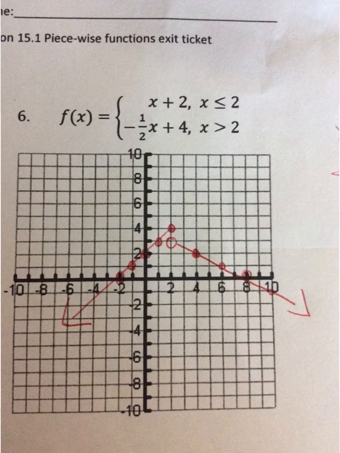When you plot your points, your graph should look like this. My first point was this one at 2, 4. My next point was 1, 3. Then I had 0, 2, -1, 1, and then -2, 0. That made this line right here.